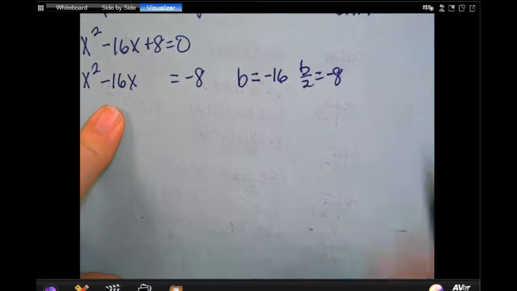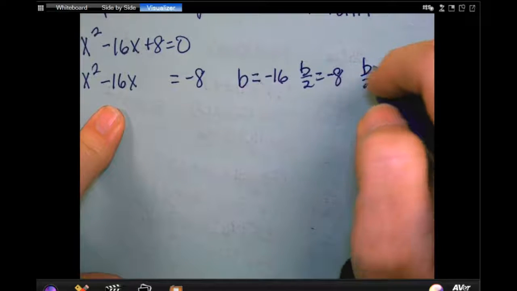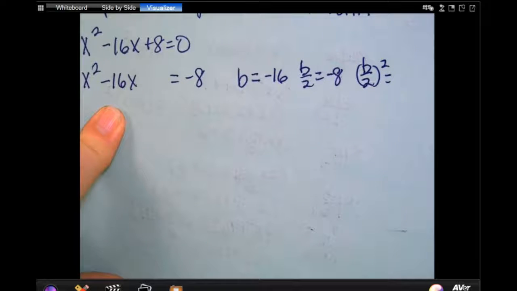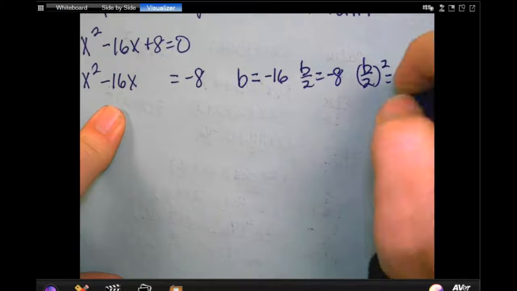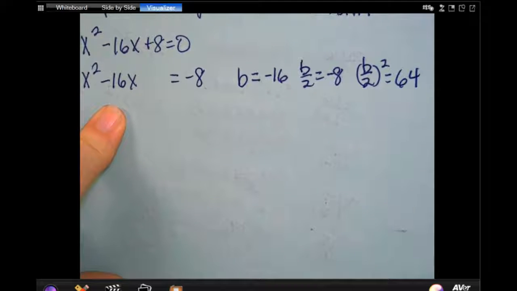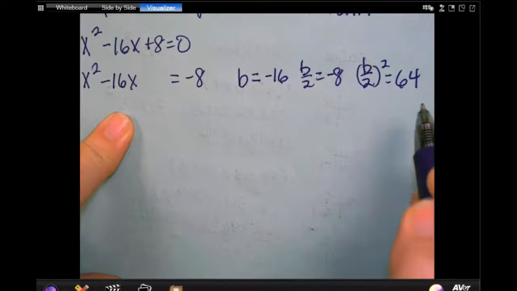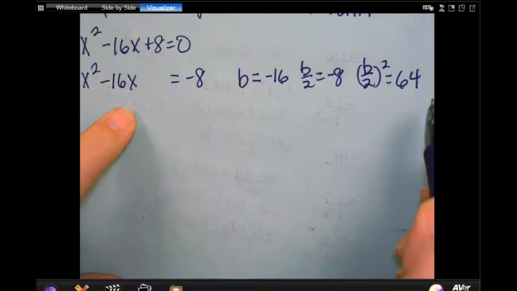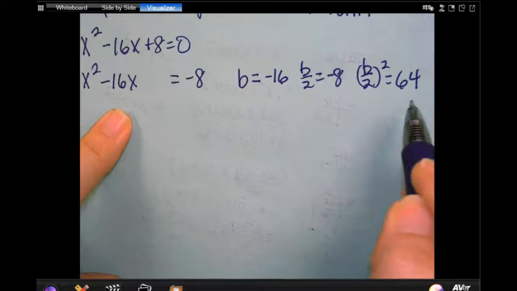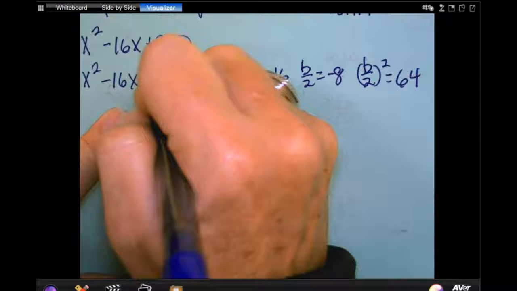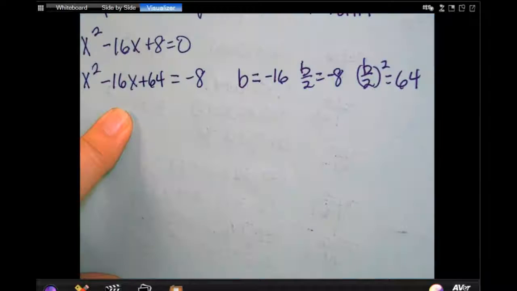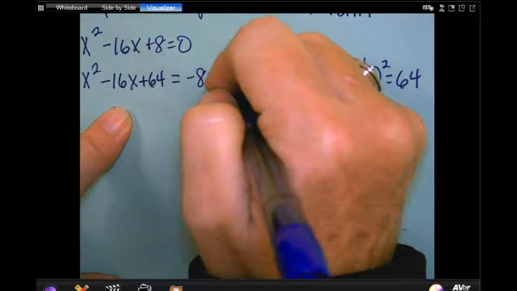And my last step is I want b over 2 squared. So negative 8 squared gives me 64. This very last number rigs it so this is a perfect square. So I'm going to take the 64 and add 64 right here. But what I do to one side, I have to do to the other. So I'm going to add 64 on this side also.